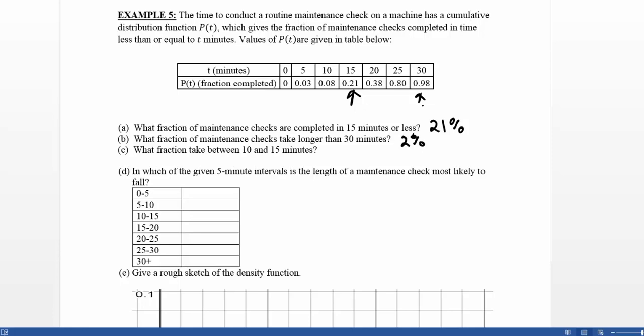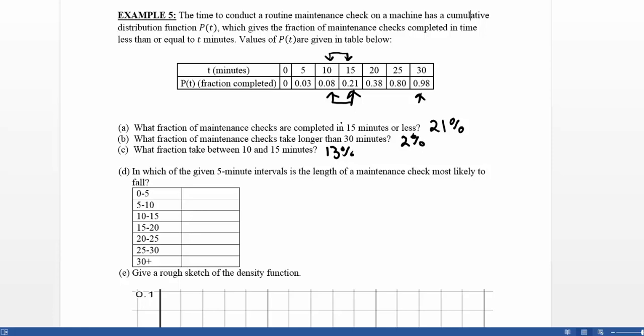Part C. What fraction take between 10 and 15 minutes? So now I want to know specifically one interval of time. So I know that 8% take less than 10 minutes and 21% take less than 15 minutes. So if I want to know how many take place between 10 and 15 minutes, I have to subtract these two percentages. So 21% minus 8% is going to give me that 13% have to take place between 10 and 15 minutes, because from 10 to 15, I accumulated area of 13%.